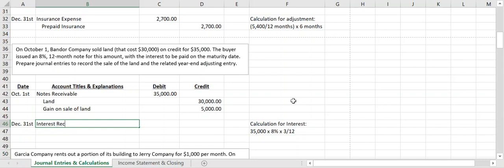So we have an interest receivable that we're going to record and an interest revenue. We've earned that interest by allowing the person that we sold our land to have an entire year to pay us for that land. So we've earned some of that interest in this current fiscal year. We'll earn the remaining amount in the next fiscal year. And so in total, we've earned $700.